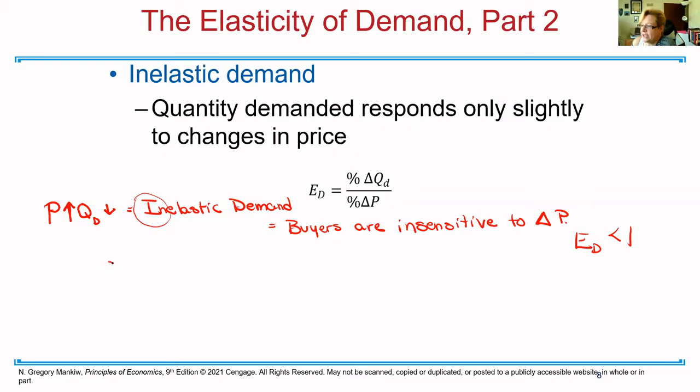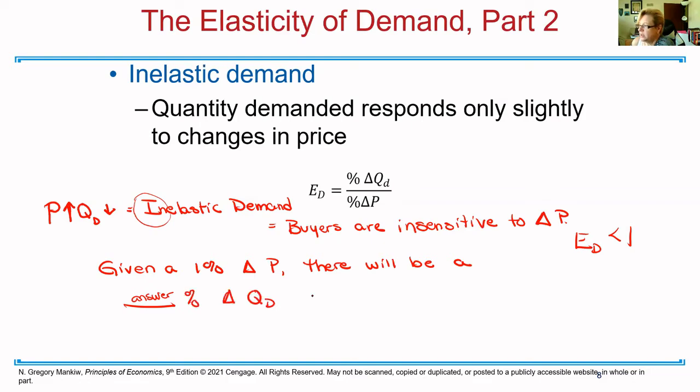So we would say, given a 1% change in price, there will be a, put your answer here, percent change in the quantity demanded, ceteris paribus, holding all else constant.